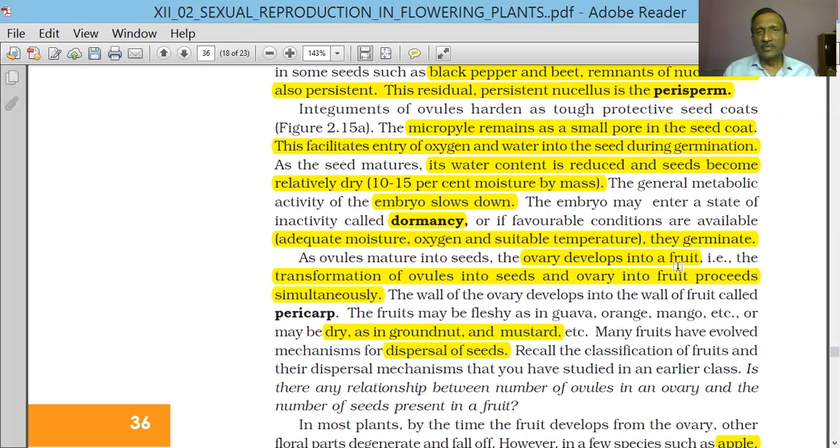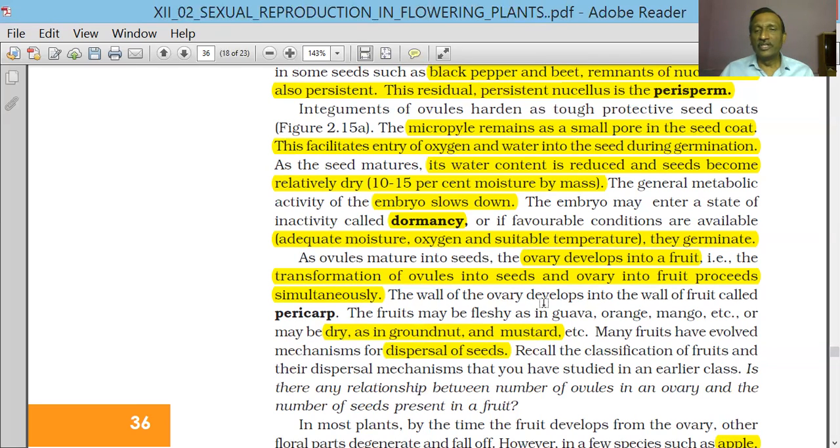However, in some plants we have seen that the fruit is formed, but the seed is not there. Such fruits are called parthenocarpic fruits. They may be natural or they may be induced. When they have to be induced, we have to use those chemicals, those hormones which are required for fruit formation. So the ovule will develop into seed and the ovary will develop into fruit. Transformation of the ovule into seed and ovary into fruit proceeds simultaneously.